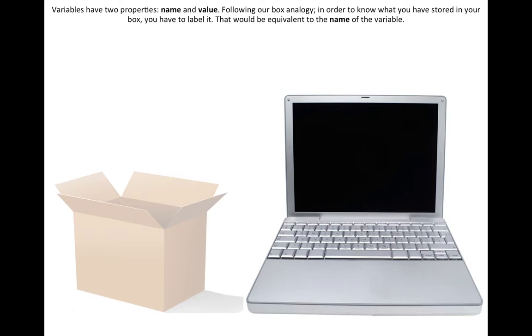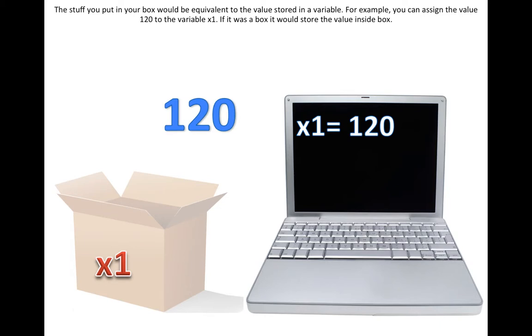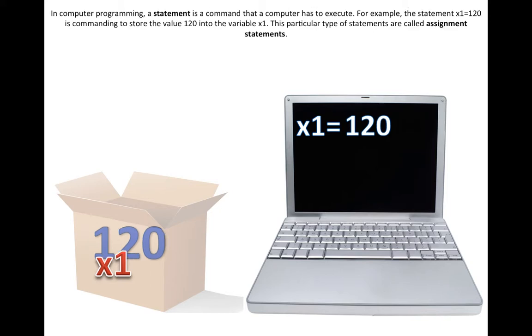Following our box analogy, in order to know what you have stored in your box, you have to label it. That would be equivalent to the name of the variable. The stuff you put in your box could be equivalent to the value stored in a variable. For example, you can assign the value 120 to the variable x1. If it was a box, it would store the value inside the box.